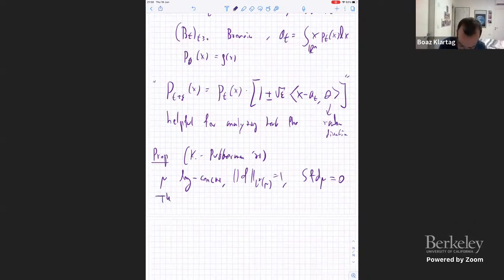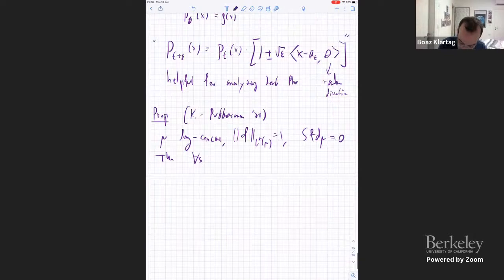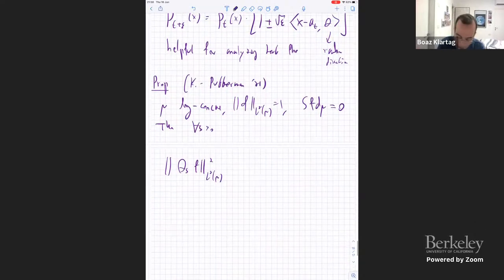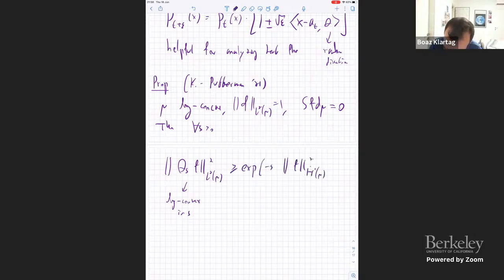then for any number s, if I look at Q_s of f, sorry, this thing is actually log convex in s. That's the first thing. There is some second derivative thing that reminds you of the Bochner formula, and in particular, this is at least the exponential of minus s, the H1 norm of f squared.